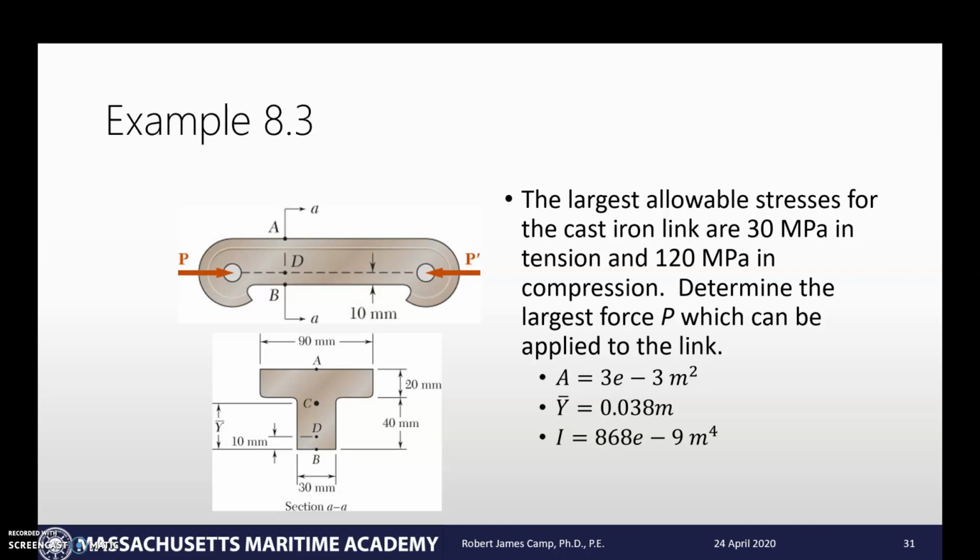And I keep using that term critical. What does that mean? Critical load is the load where everything's going to fail. That's terminology that we end up seeing a lot, especially when we deal with columns.